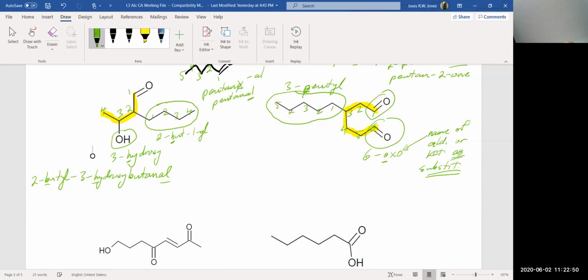O comes before P, so the full name for this compound would be 6-oxo, followed by a 3-pentyl. O before P. And then we have 6 carbons, so hexane with an -al ending, hexanal.